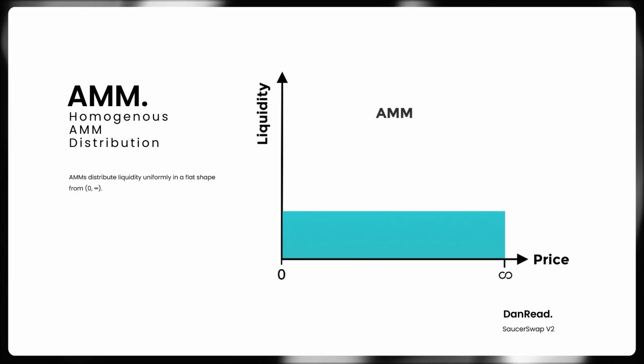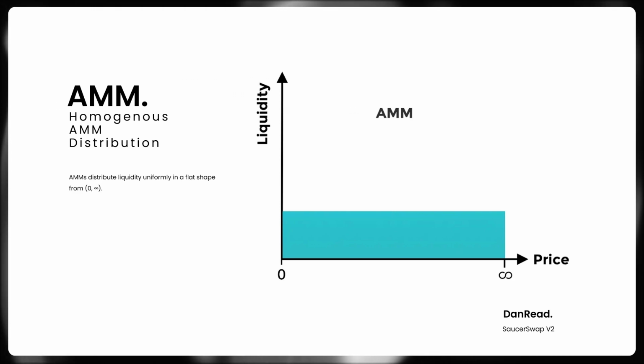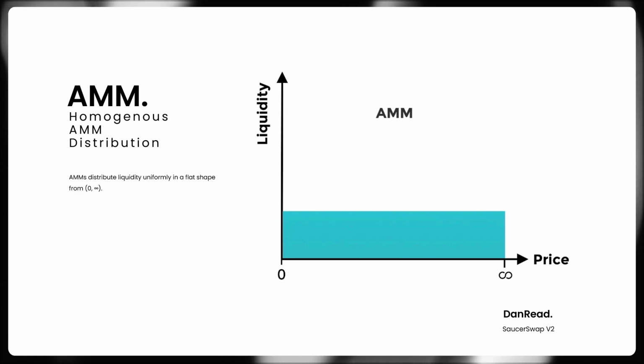Now, if we look at the differences quickly in terms of the liquidity distribution, which is what we're going to be talking about here, an AMM effectively is a homogeneous, which means consistent, distribution of liquidity. So we can see here it's uniform and flat in shape from the price of 0 to infinity. It's homogeneous, or mixed together really well. It's flat, it's uniform across that particular range. There is only one bar.